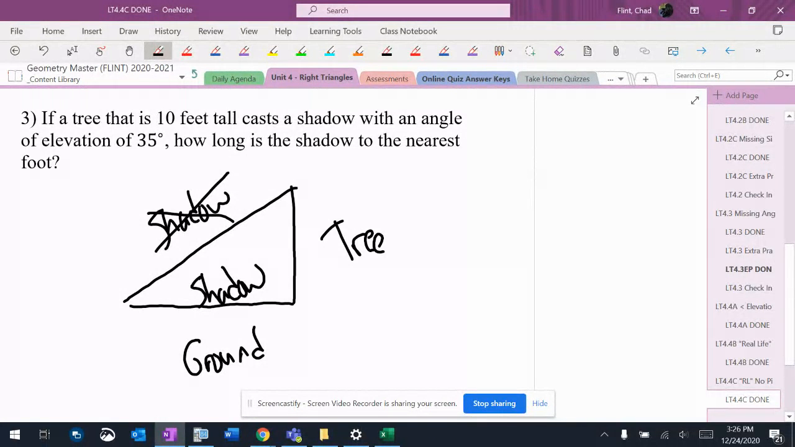So a tree that's 10 feet tall, so this tree is 10 feet tall, casts a shadow with an angle of elevation. All right, so angle of elevation, that's 35. That goes right there, from the ground up. How long is the shadow? So I want to know how long the shadow is.